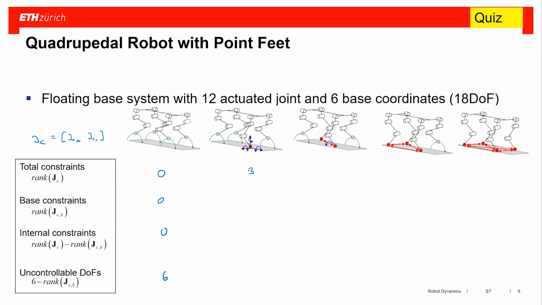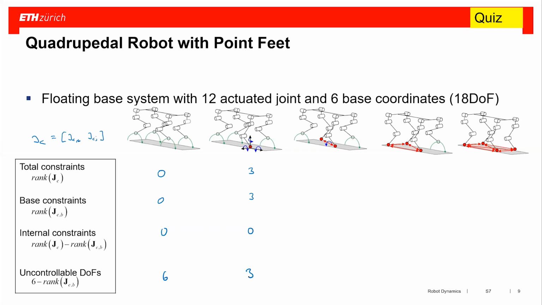Then we have the base part. So these are 3 independent degrees of freedom. So that means also the base part must be 3. And if I look at the internal degrees of freedom, this is obviously 0. 3 minus 3 equals 0. And if I look at the uncontrollable degrees of freedom, I have 6 minus 3 equals 3.